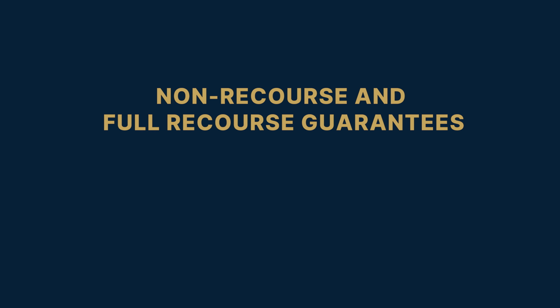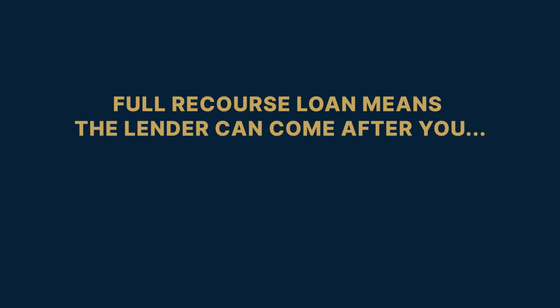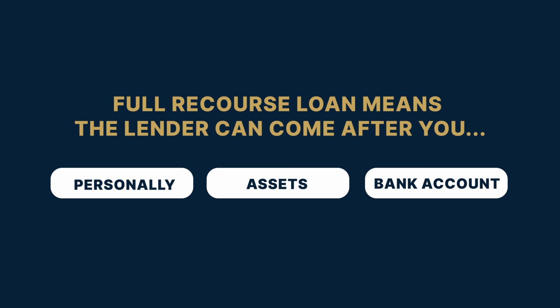So number 14 is non-recourse and full recourse guarantees. This is about what happens if things go wrong. A full recourse loan means the lender can come after you personally, your assets, your bank account, everything, if the property doesn't cover the debt in the case of a foreclosure. On residential investment loans, full recourse is the norm. That's the standard across most institutional bridge and DSCR lenders in the 1 to 4 unit space.